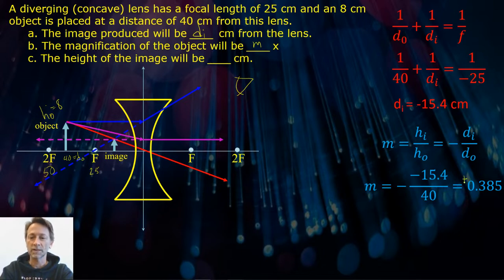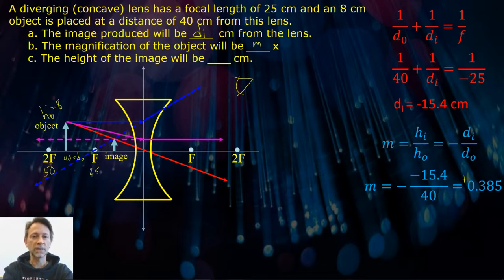Now, what does that positive tell you? Remember, it tells you that it's an upright image, which our picture shows that it is. And then the 0.4 roughly says that it's about 40% of the original value. And you can tell that that's a little less than half of the original value.